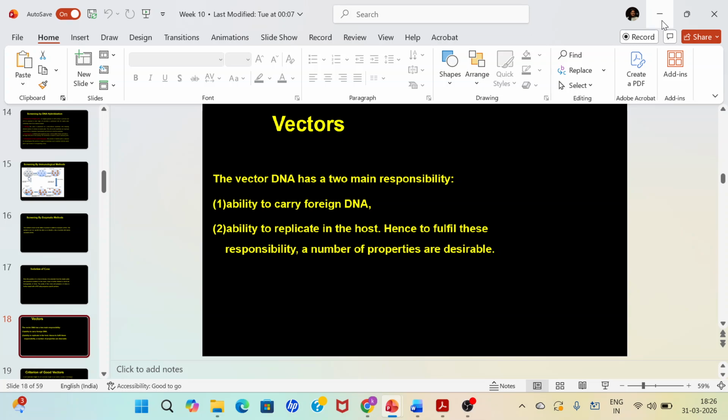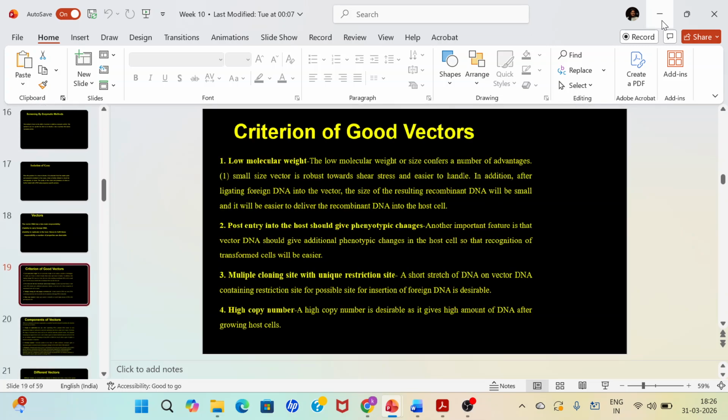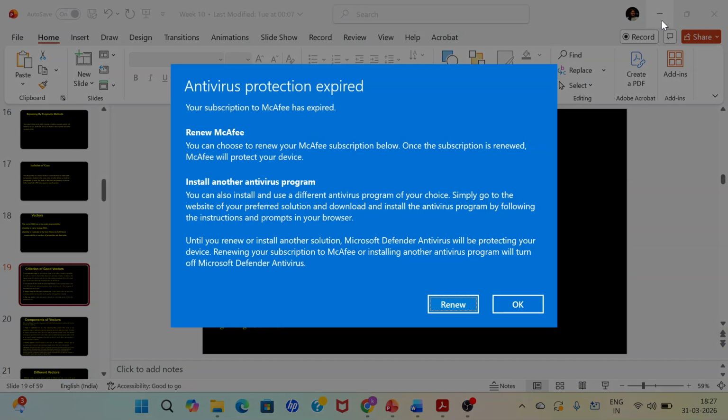Hence, to fulfill these responsibilities, a number of properties are desirable. The criteria of a good vector: it should have a low molecular weight so that uptake is easier. Post entry into the host, it should give phenotypic changes so that we can come to know that the vector has entered the cell. It should have a multiple cloning site with unique restriction sites so that we can use a suitable enzyme to clone our gene. And a high copy number. With a high copy number, we can overexpress a particular gene inside the cell. Okay.